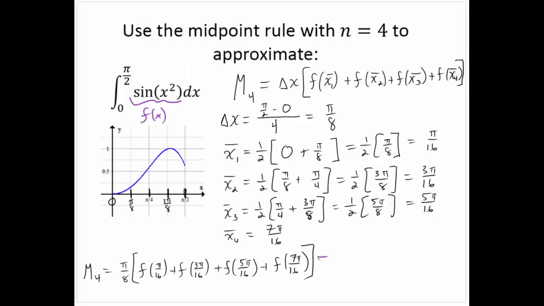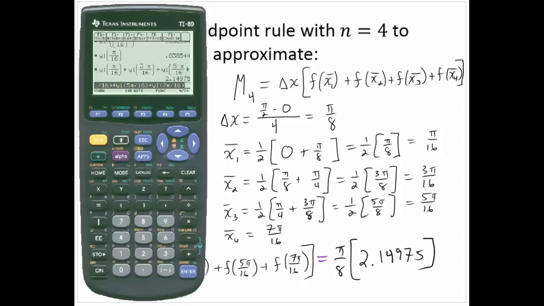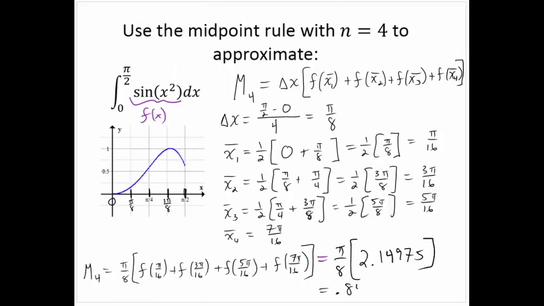So this becomes then pi over 8 times 2.14975. And now multiplying by pi over 8, let me go back to the calculator and multiply that by pi over 8, and again I hit green enter to approximate that, and I get 0.844204. And so this is the approximation of that integral.